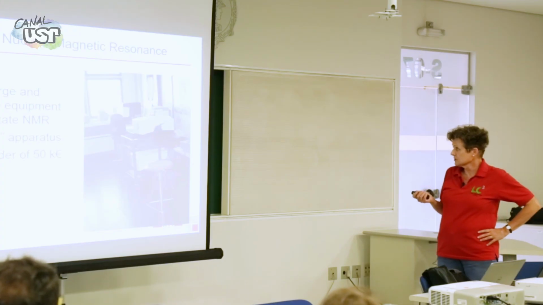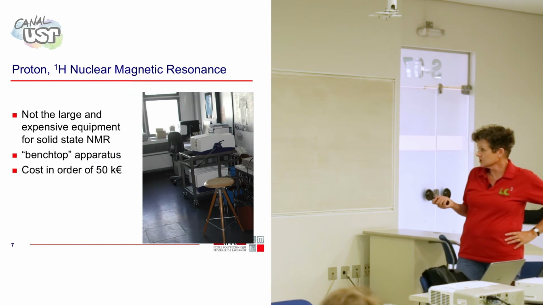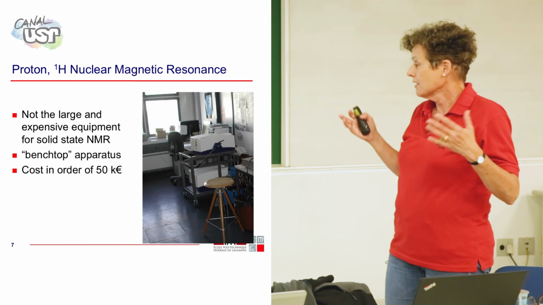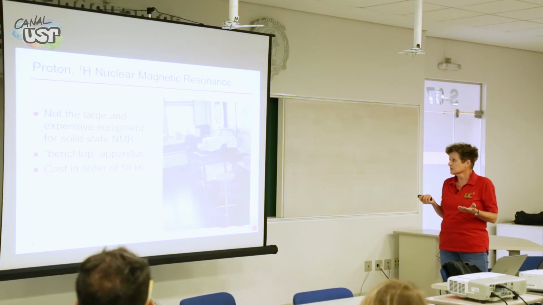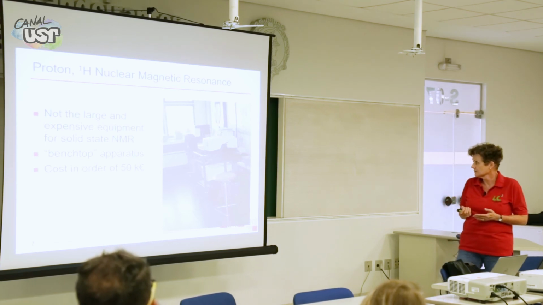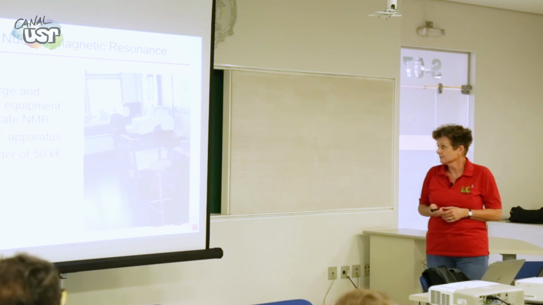Now, the kind of equipment you need to do this is really quite small. This is the equipment in our lab. It's this little machine here. Some of you may have seen NMR equipment, which has huge magnets for solid state measurement. It's not like that. And it's quite a reasonable cost in terms of research equipment, of the order of 50,000 euros. And you see, the magnetic field is not all that strong, so you don't have to take special precautions or anything like that.